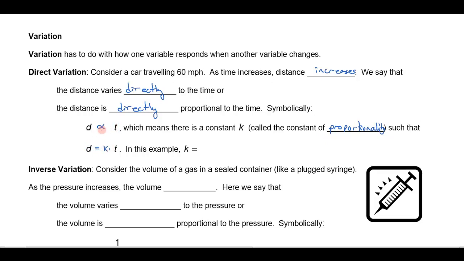So you don't necessarily have to use this symbol right here because it always means equals k times, but sometimes it's helpful to just translate the language directly into this and then go ahead and write it as equals k times. So in this case the constant of proportionality would be the speed of the car.